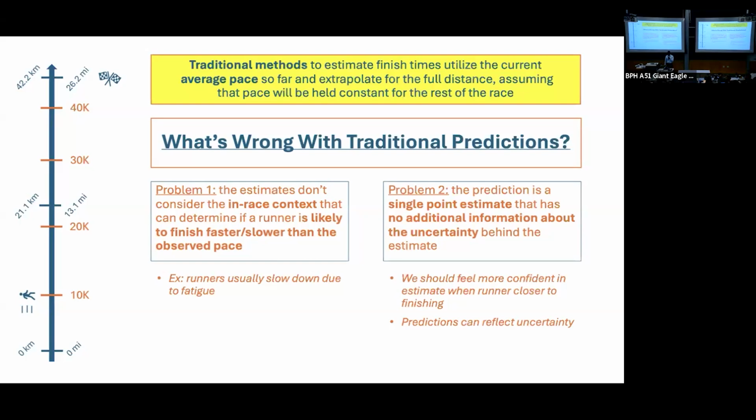In addition, the predictions are just a single point estimate, which is fine, except it doesn't give you any assessment on the uncertainty behind the estimate. So if I were to tell you, I think you're going to finish a marathon in 3 hours, are you supposed to intuitively think 3 hours plus or minus 5 minutes, or plus or minus 20 minutes, or plus or minus an hour? There's not really a good assessment as to what the numbers mean. And we would like to have a prediction that gives us a better assessment of when we think people are going to finish.